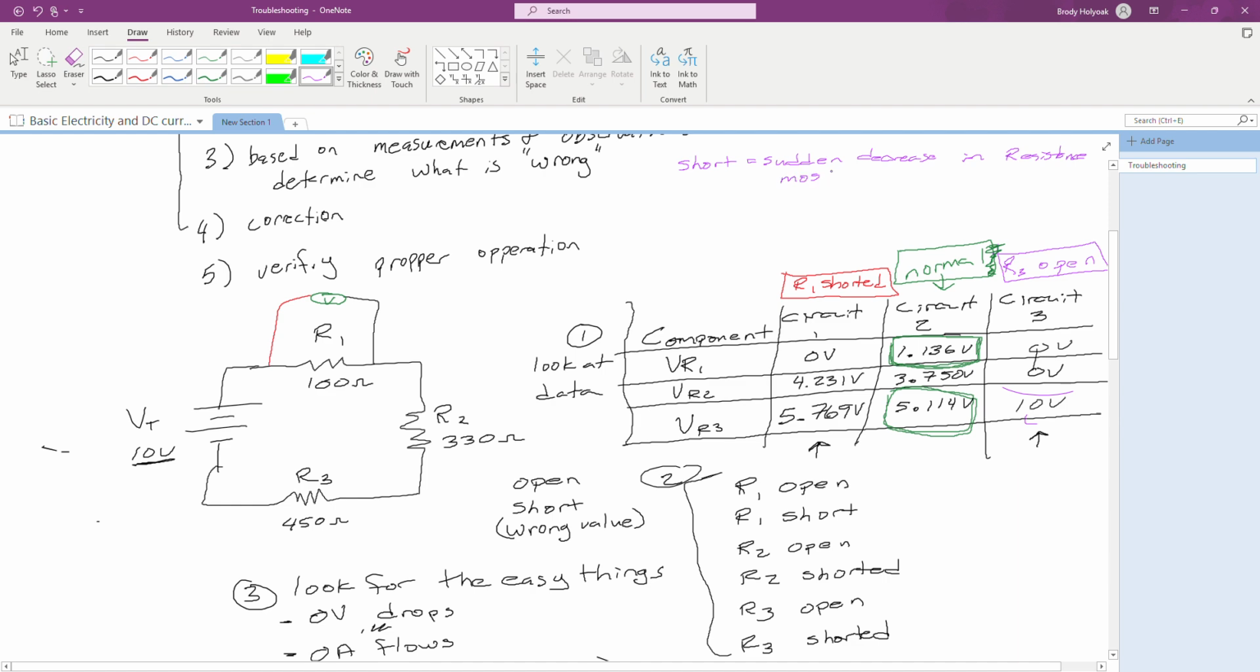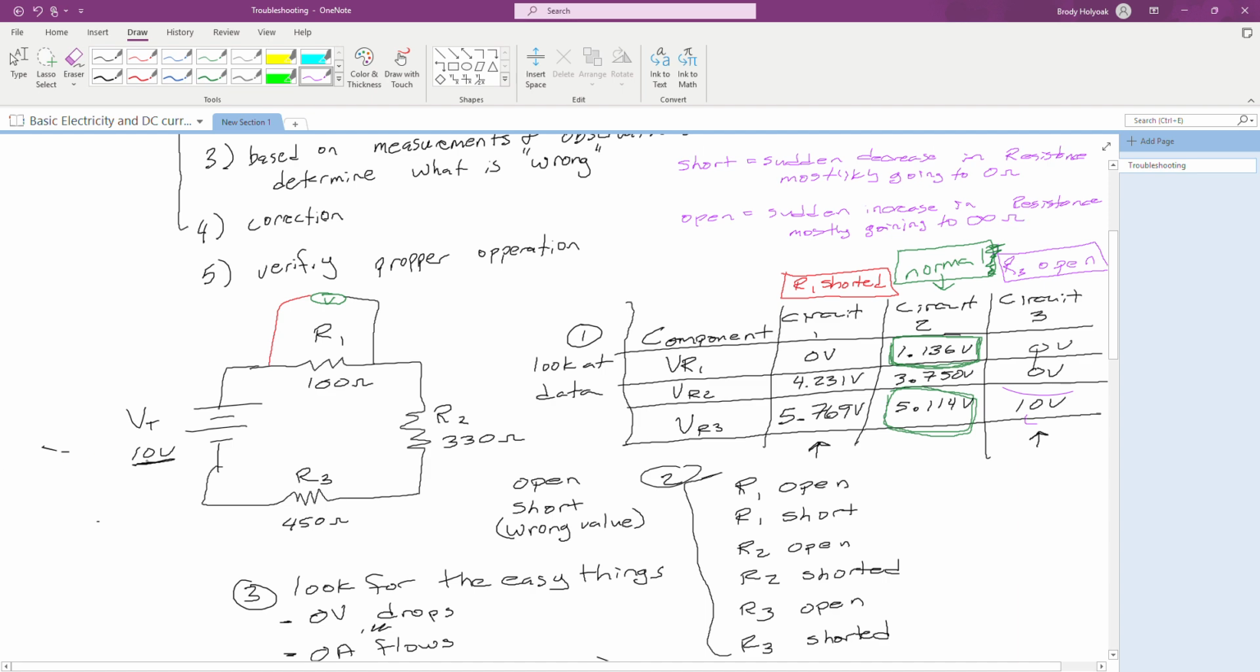Most likely going to 0 ohms. And an open is a sudden increase in resistance, mostly going to an infinite number of ohms.